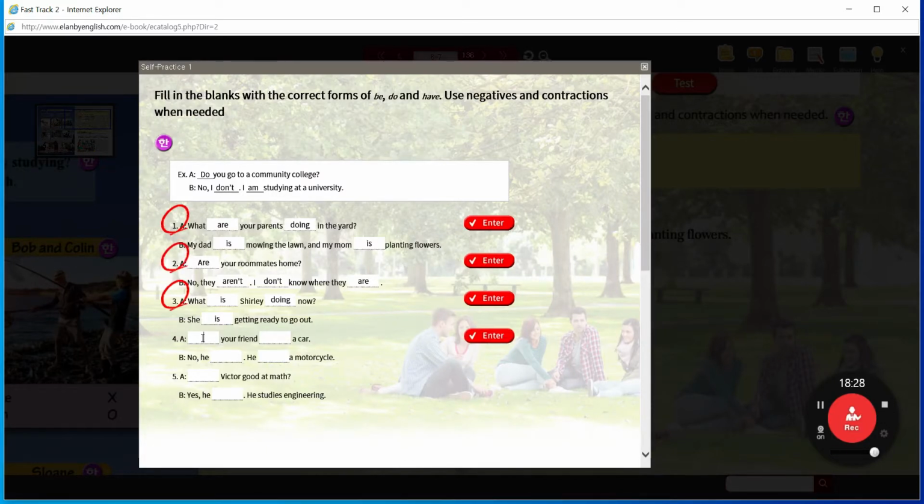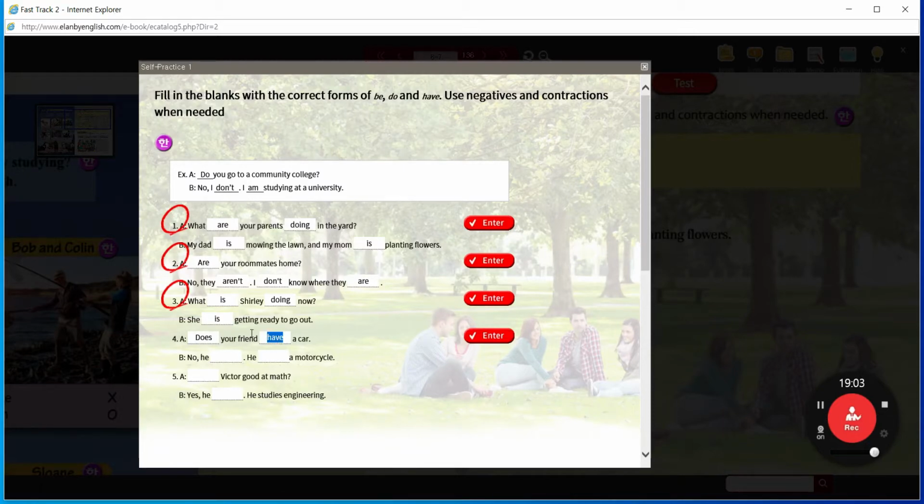Number 4. Is your friend a car? No. So, what verb goes with car? Do a car? Is a car? Have a car? I think it's have. It's something you would possess. Are your friend have a car? In this case, the question should be does. So in this one, have is not an auxiliary verb for the past participle. It's an actual verb. You possess, you have a car.